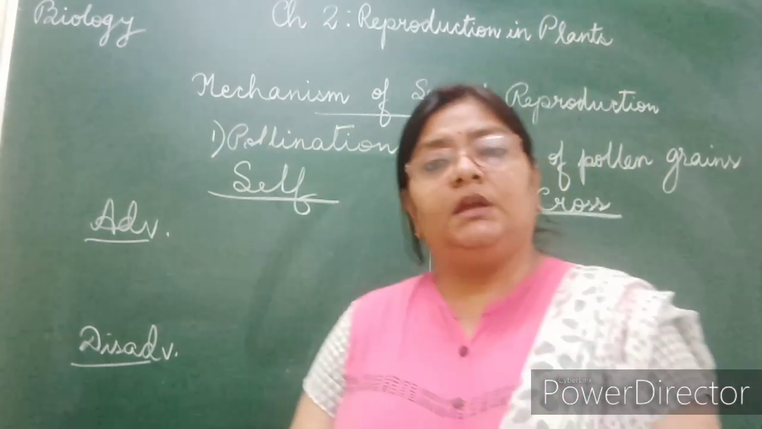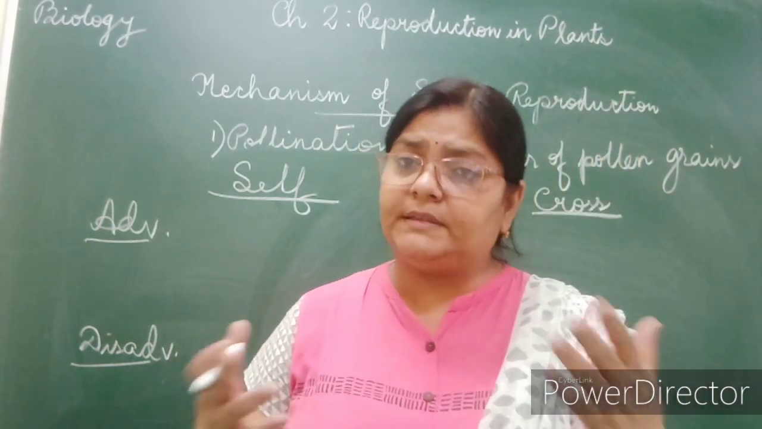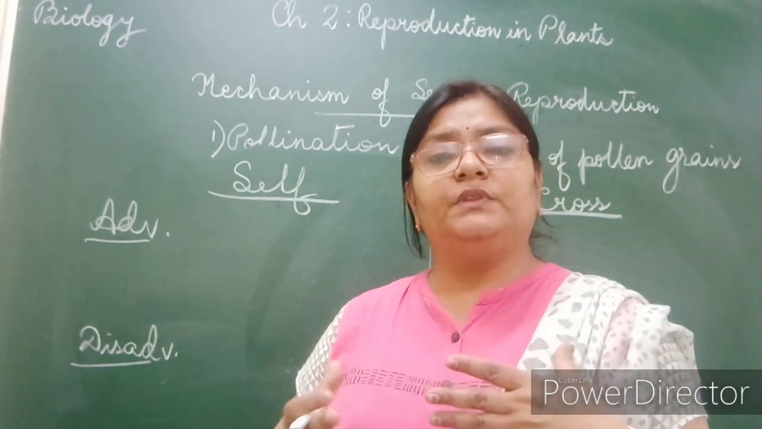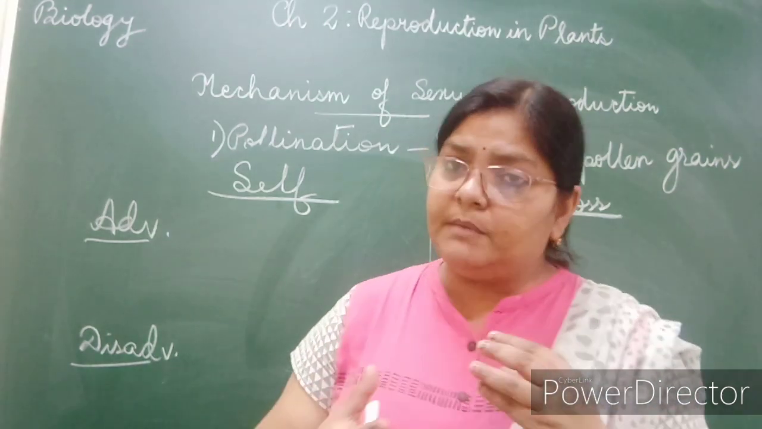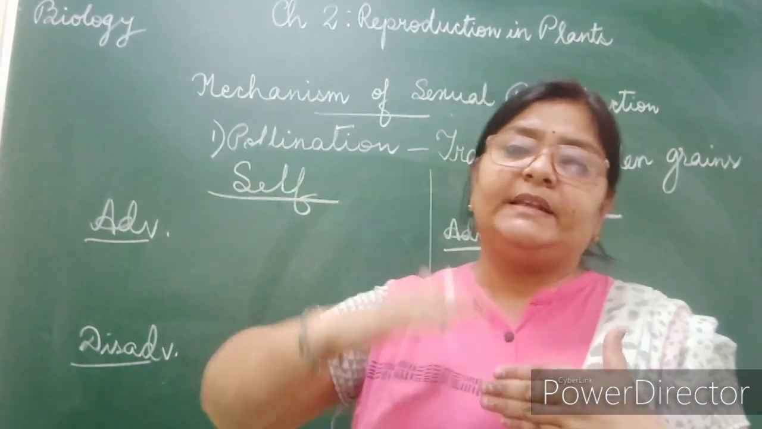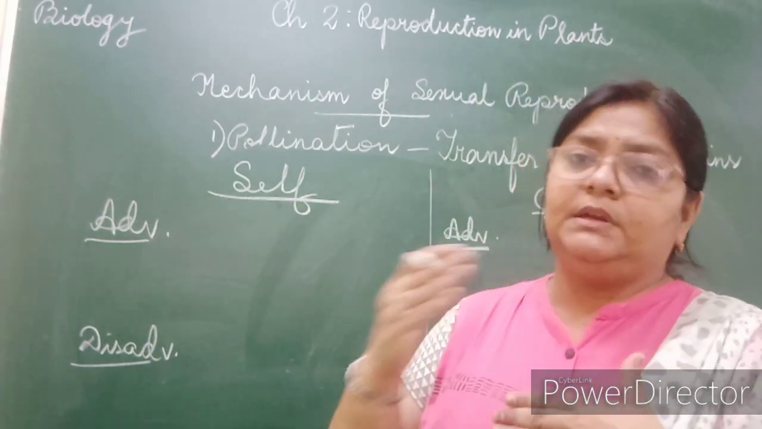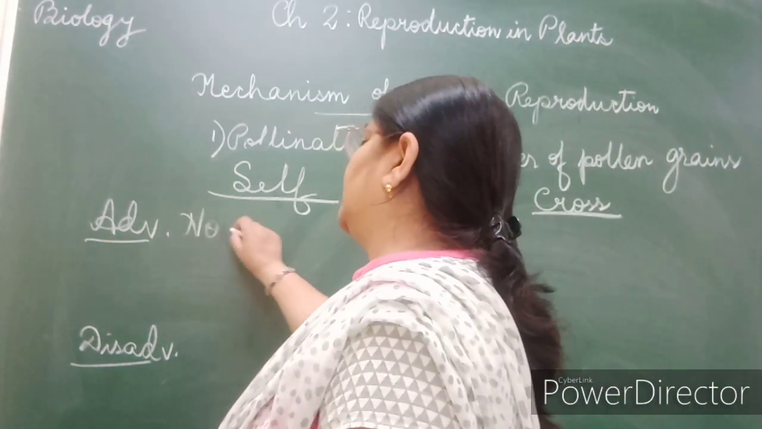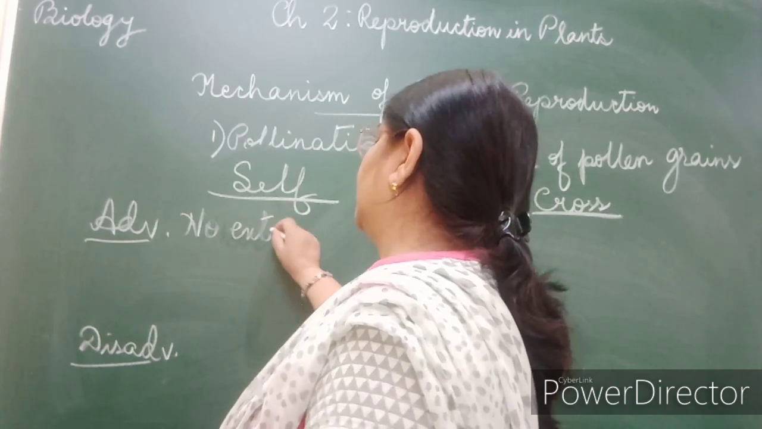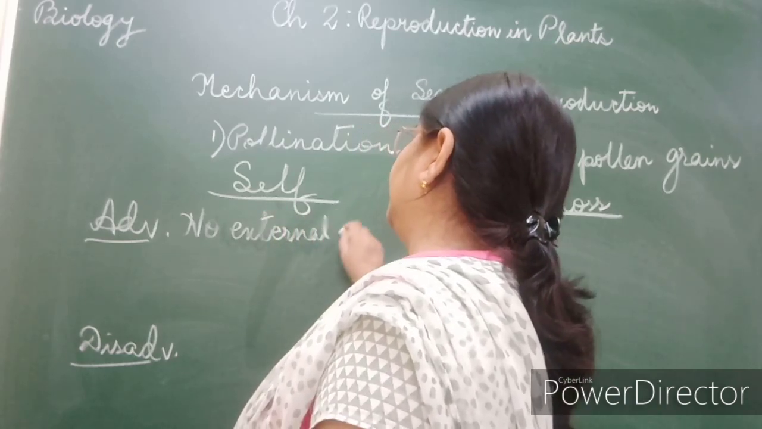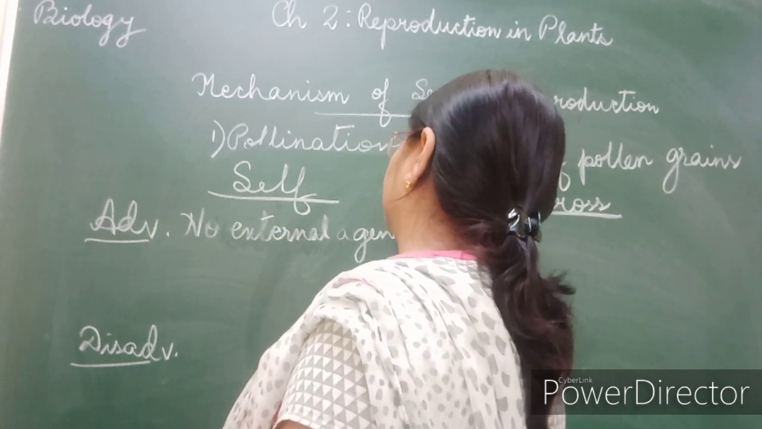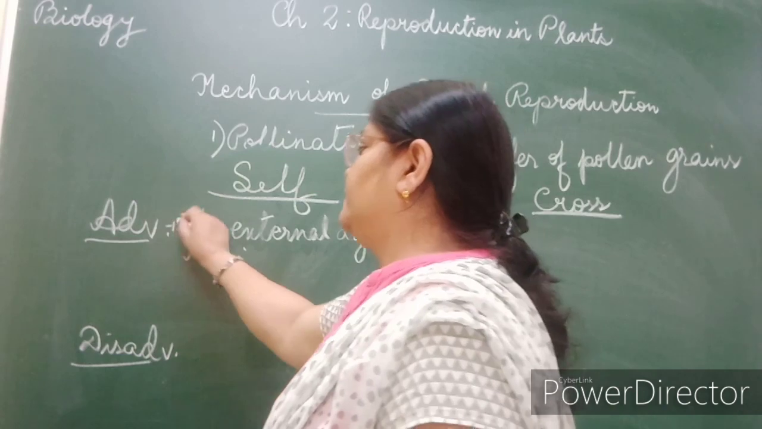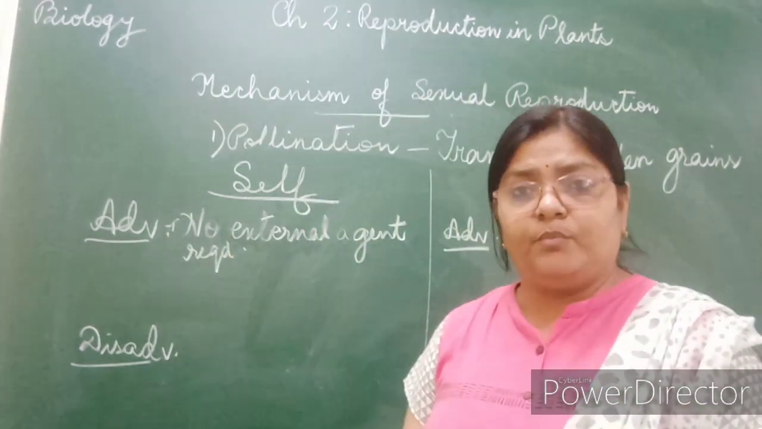What happens in self-pollination? There are no external agents required. As the pollen grains are getting transferred within the same flower or flowers of the same plant, it does not need some external factor to help in the transfer. So no external agent required. This becomes one advantage of self-pollination.